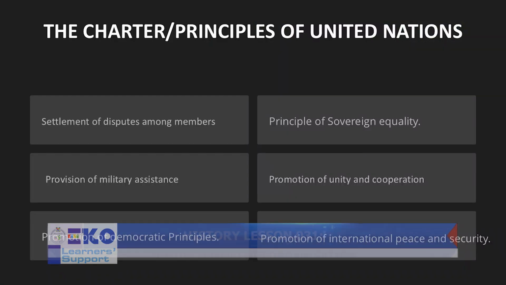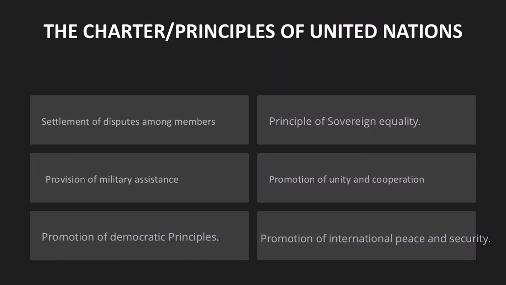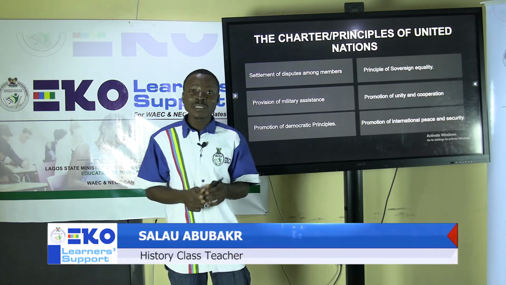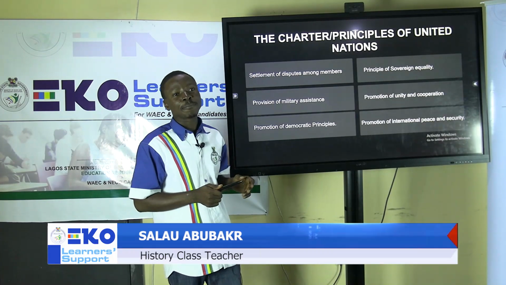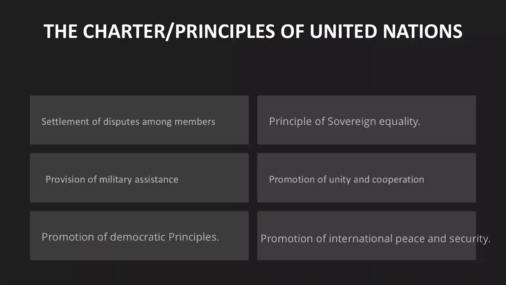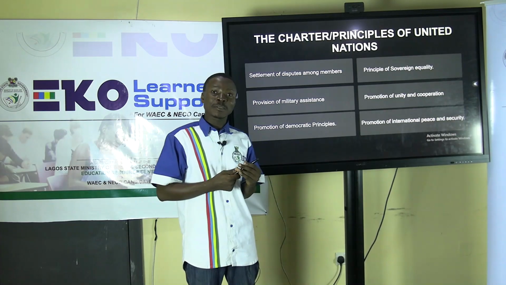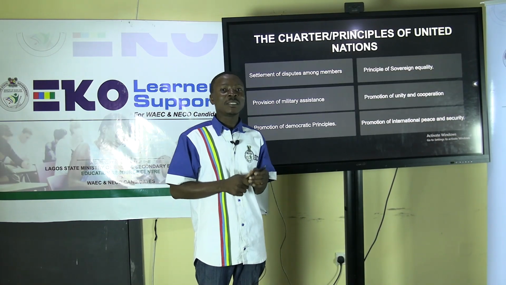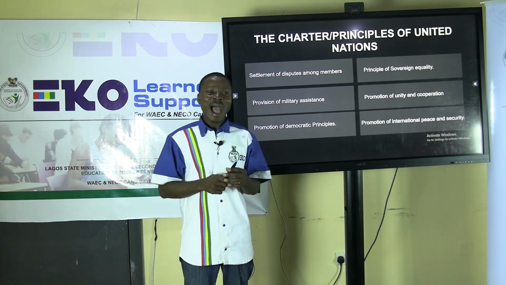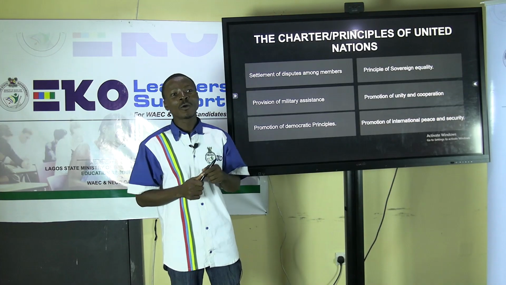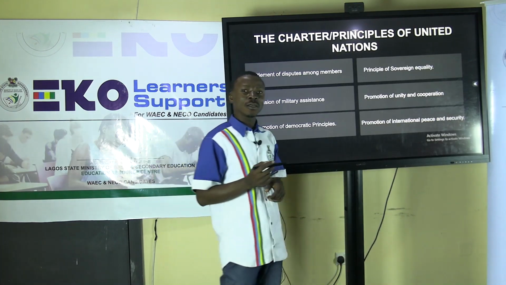And also promotion of democratic principles, which is a very controversial charter and principle of the organization, because there are member states that don't operate the democratic principles as they are being proposed by the Western countries. And also the promotion of international peace and security, which is the most paramount principle of the United Nations and one of the most paramount aims and objectives of the organization, making sure that another global war that has a devastating effect like that of the Second World War never occurs again.